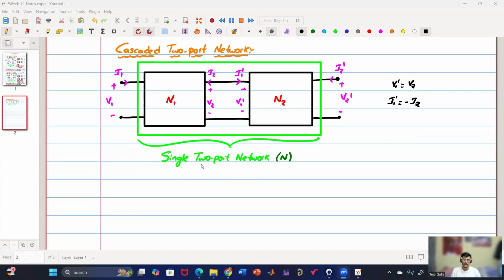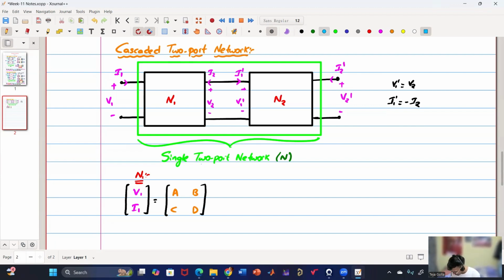So we can substitute that and get the overall relationship between the input of the first network and the output of the second network, which is the output of our single two-port network. Let us see how it is going to help us. Let us start with network N1. If you remember, the input is V1 as well as I1, and the matrix terms are A, B, C, D, and then here it is V2 and minus I2, because we have said that minus I2 is the load current, so that is why it is written in that form.